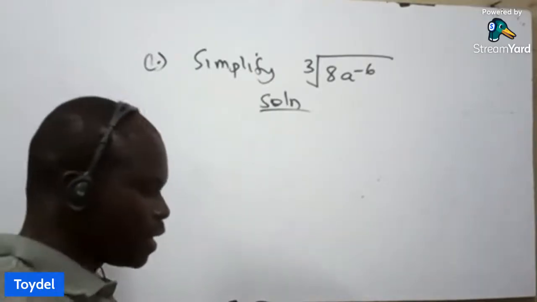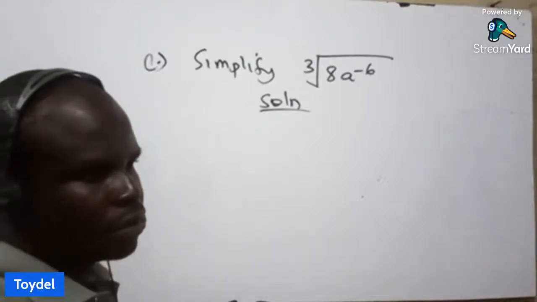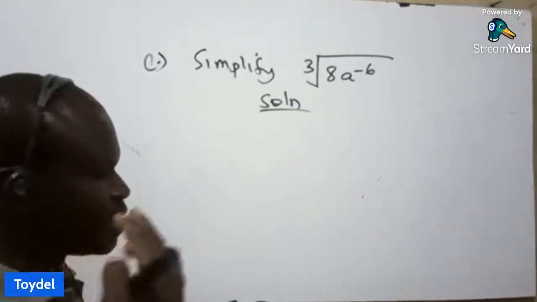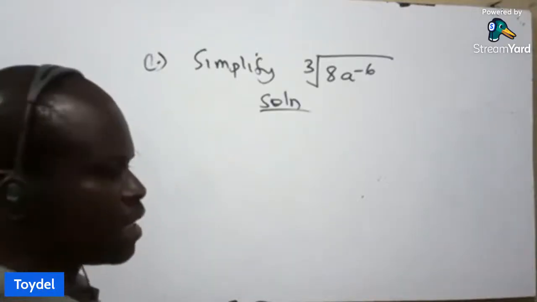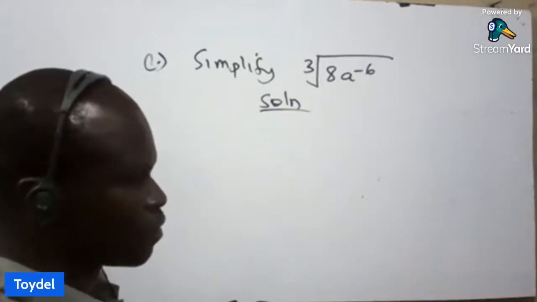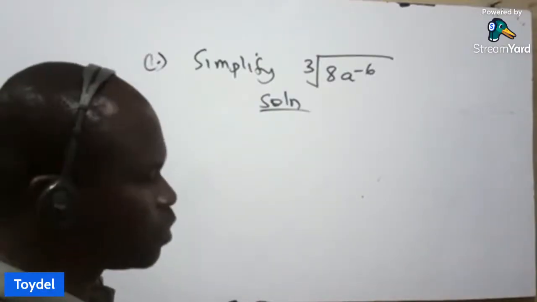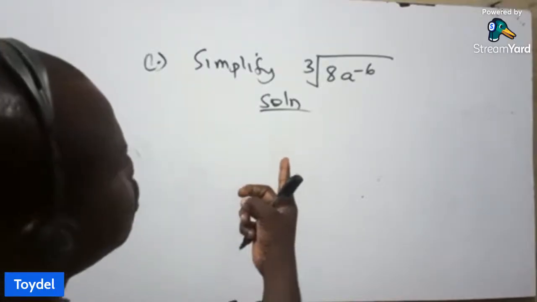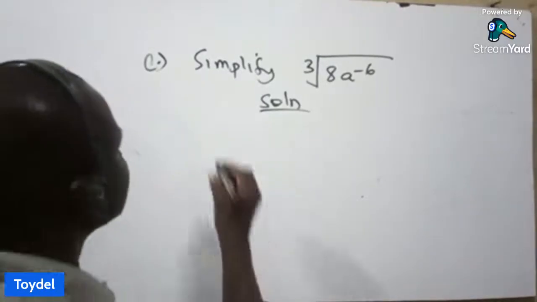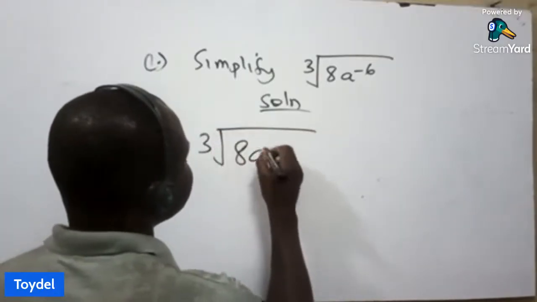So there is a need for us to actually go through all what we have done, so that we retain some of these laws offhand. In a computer based examination, the one you call JAMB or CBT, whatever examination, if you are very versed with the laws of indices, you would require little effort to solve this. So we are given the cube root of 8a raised to the power minus 6.